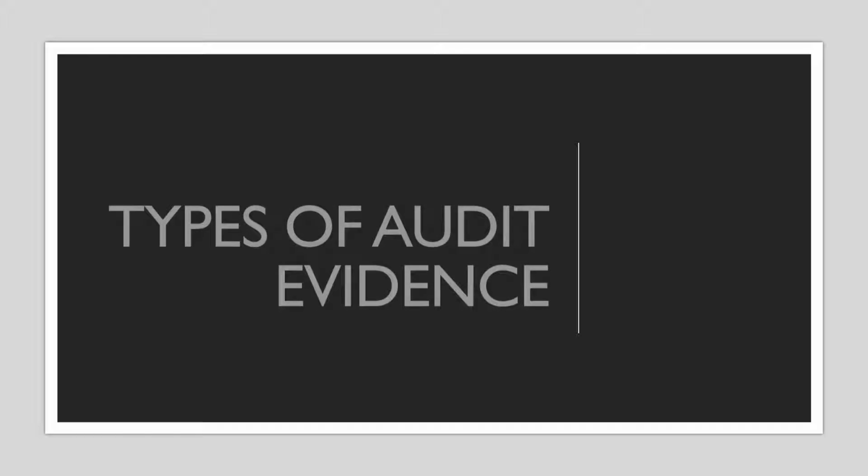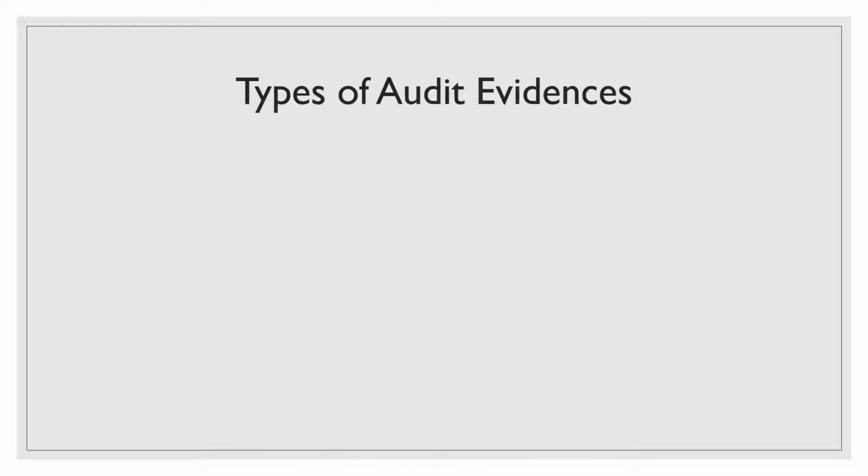Types of audit evidence. These are the types of audit evidence. The first one is physical examination. It is the inspection or count by the auditor of a tangible asset, most often associated with inventory and cash, but it is also applicable to the verification of securities, notes receivable, and tangible fixed assets.